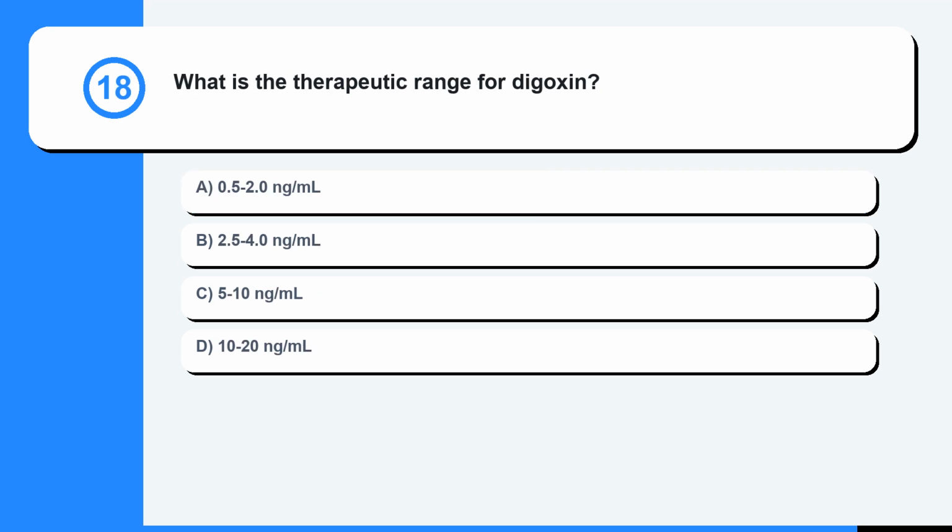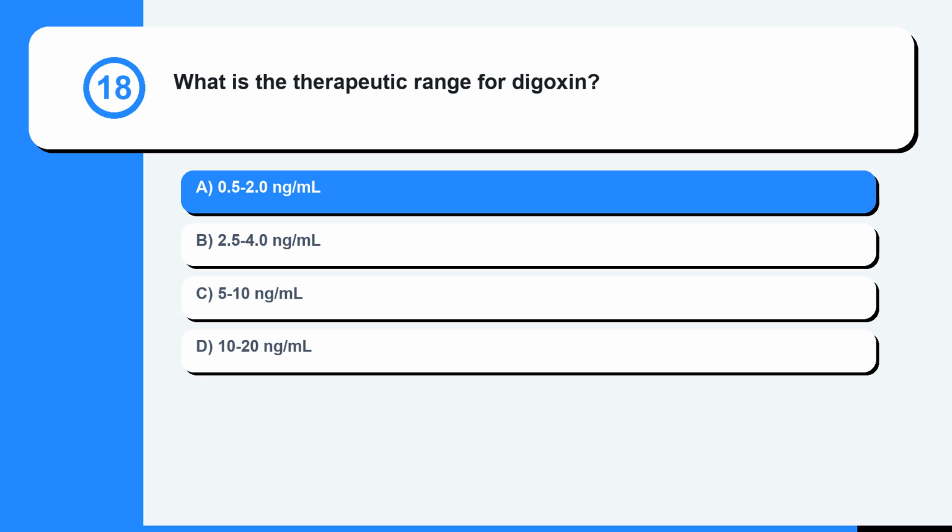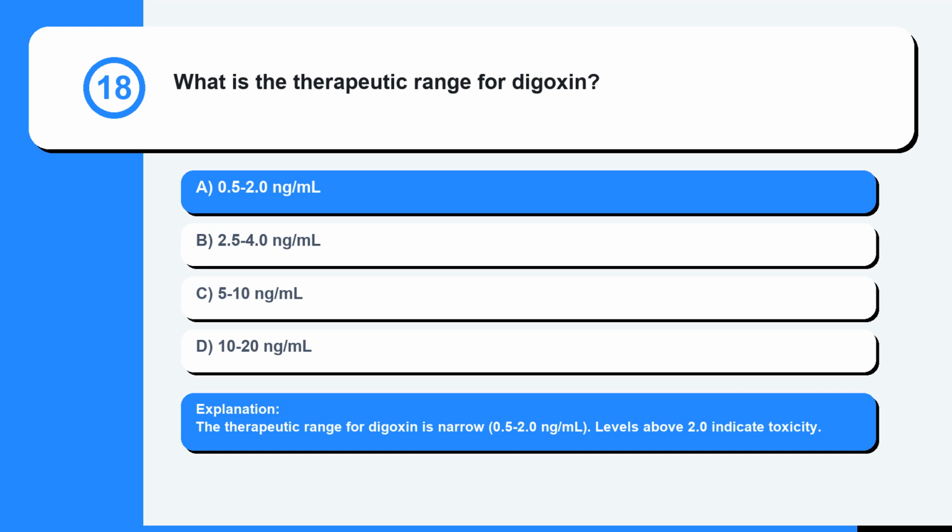Question 18. What is the therapeutic range for digoxin? A. 0.5 to 2.0 ng/mL. B. 2.5 to 4.0 ng/mL. C. 5 to 10 ng/mL. Or D. 10 to 20 ng/mL. The correct answer is A. 0.5 to 2.0 ng/mL. The therapeutic range for digoxin is narrow, 0.5 to 2.0 ng/mL. Levels above 2.0 indicate toxicity.